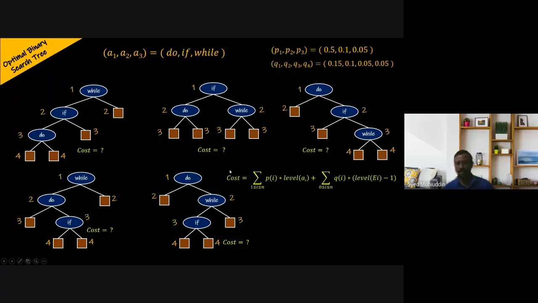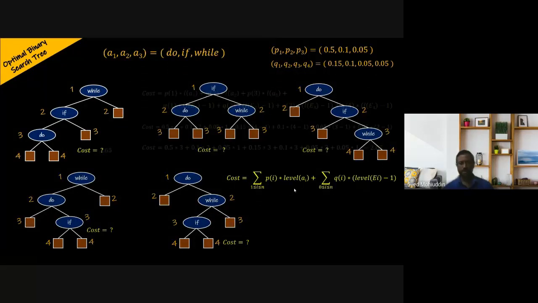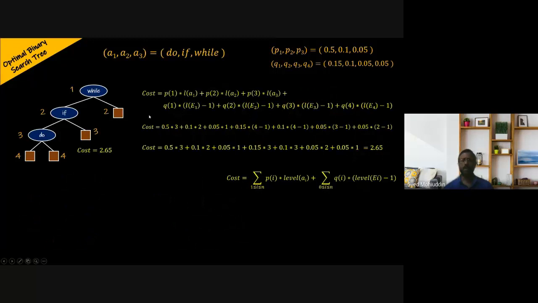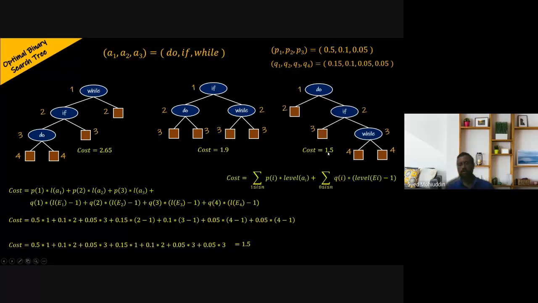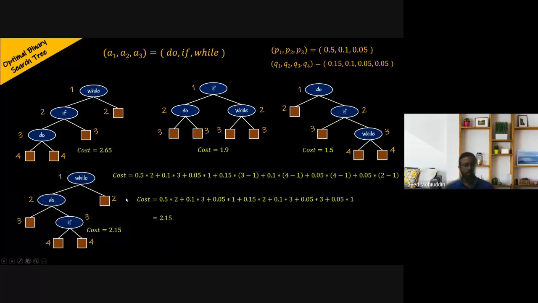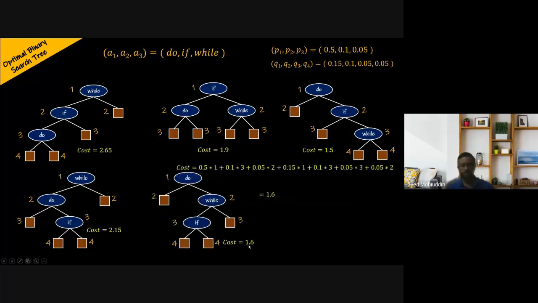So when we apply the same formula, I have calculated this, and obviously I'm going to give you the slides for these calculations so that it will be easy for you to follow. What we computed is 2.65 as the cost of this tree. Using the same formula, I've already computed the others. Its cost is 1.9, which is obviously less than the first tree. Then the third tree is 1.5, the fourth tree is 2.15, and the fifth tree is 1.6.